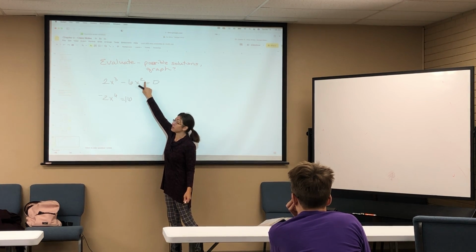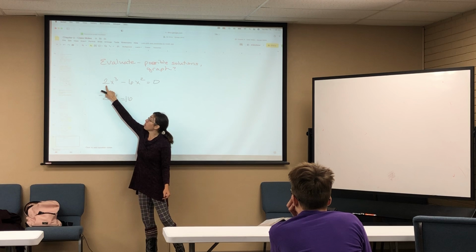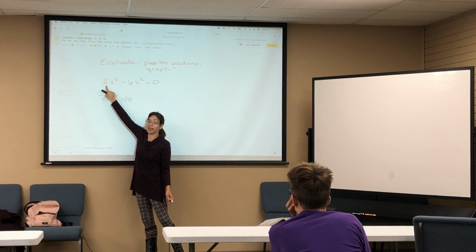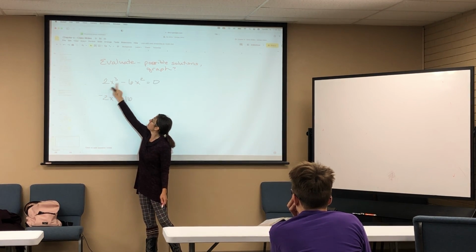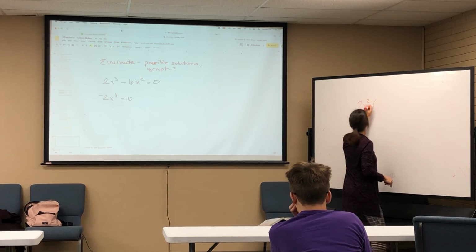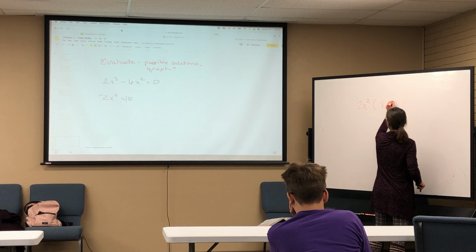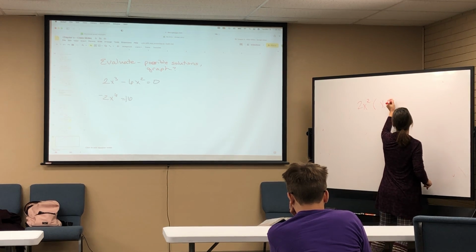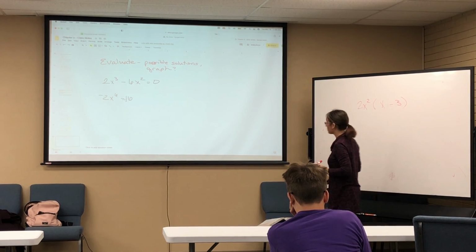The x squared. Okay? I have a coefficient for the first one. I'd prefer not to have it. Can I get rid of the 2? Get rid of 2x squared. Yeah. So I'm going to pull out 2x squared and be left with an x minus 3. Correct?